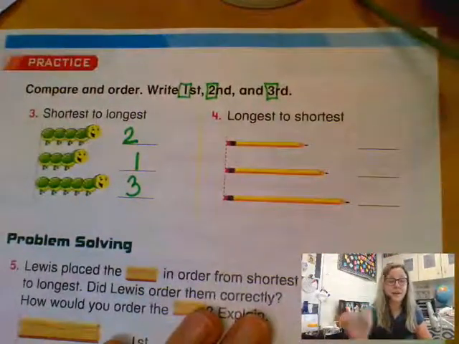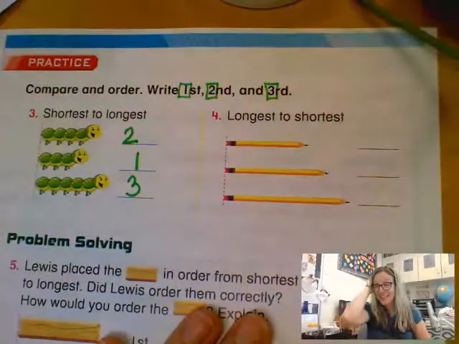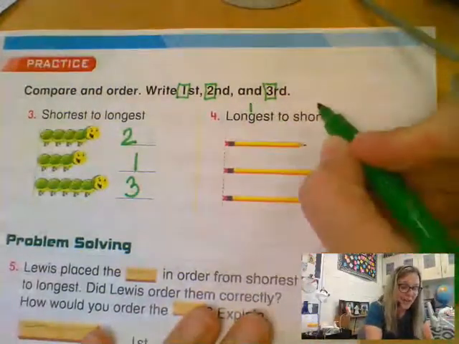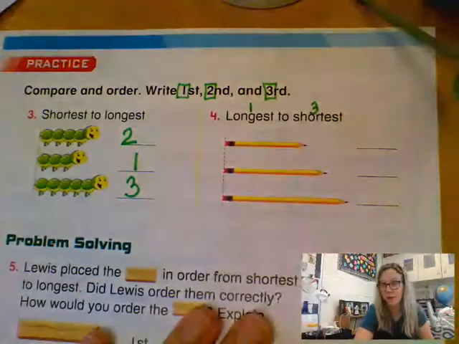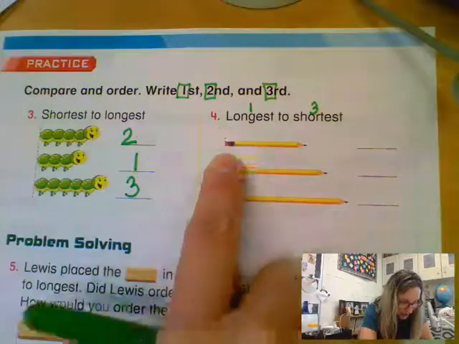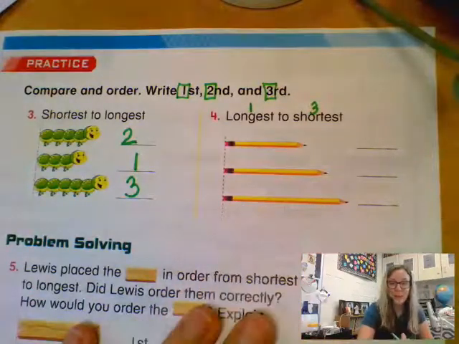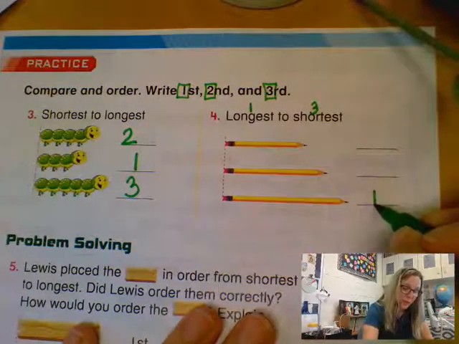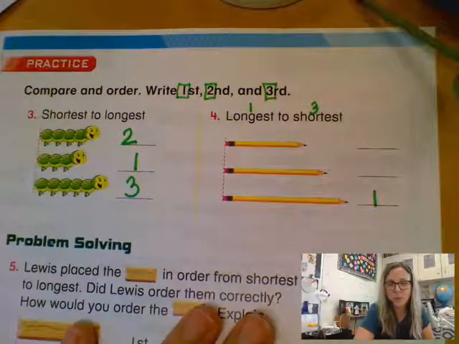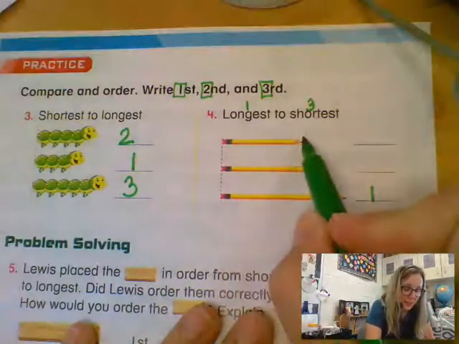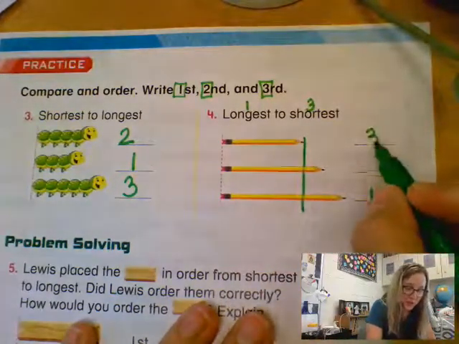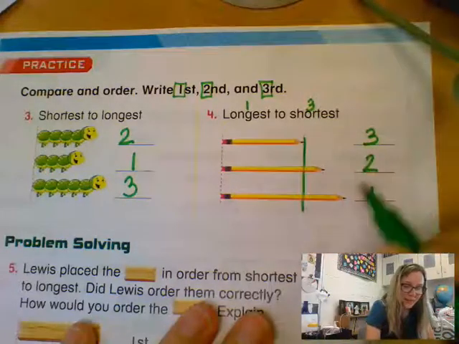Now looking over at our pencils, we're going to put them in order, only this time our longest will be number 1 and our shortest will be number 3. So the longest one here, because they all start at the same point, would be this bottom pencil. So we can put a number 1 there because it's the longest. The shortest one then, which will be number 3, is this top one. You can see that it ends before the other 2, so that one would be 3, and that makes our middle one number 2.